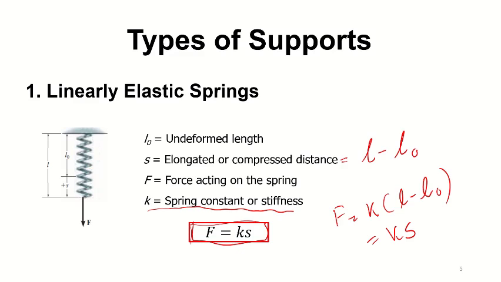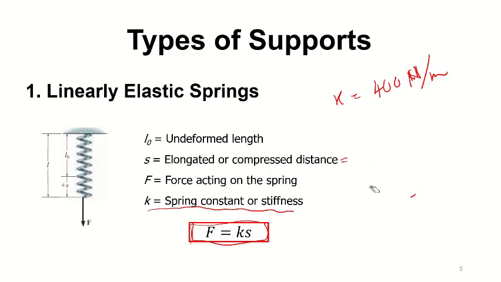Say the stiffness constant of this spring is K equals 400 Newton per meter. So this tells how much force you need to elongate the spring by 1 meter. This spring needs 400 Newton to elongate 1 meter, right? So say the stiffness constant of this spring is 400, for example.